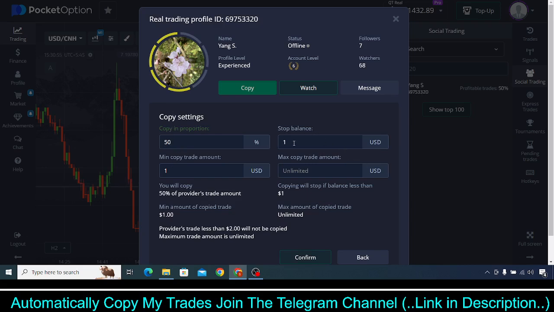If you want to use stop balance, that's your choice, but I would suggest you not to use it, because what I have found with some of my Telegram subscribers is that if they use stop loss, then if I make 3 trades, they only copy 1 trade or 2 trades for some reason. I don't know what's the reason, but that is happening. That's why I would suggest you put the stop balance to 1. Once you do this much, simply click on confirm, and you are done. You will start to automatically copy my trades in your Pocket Option account.